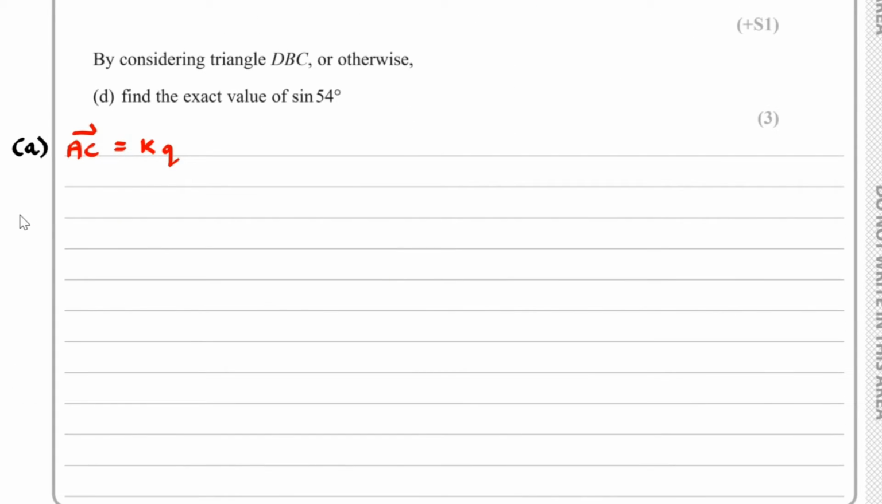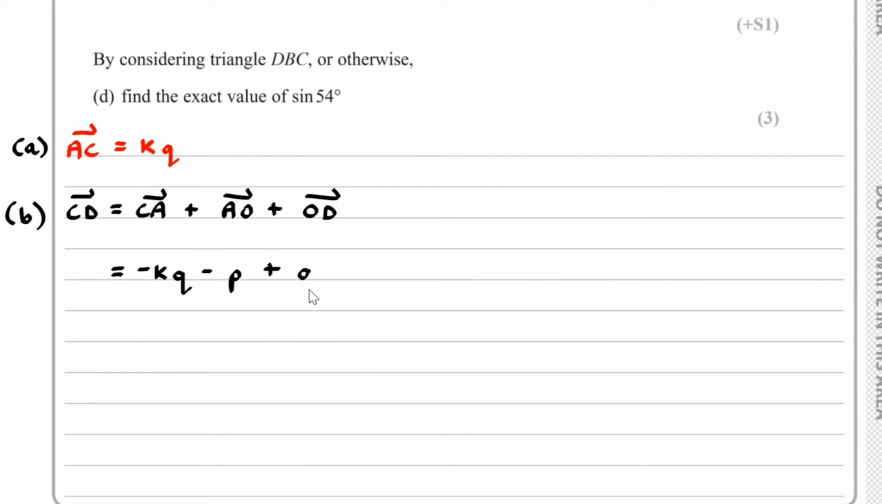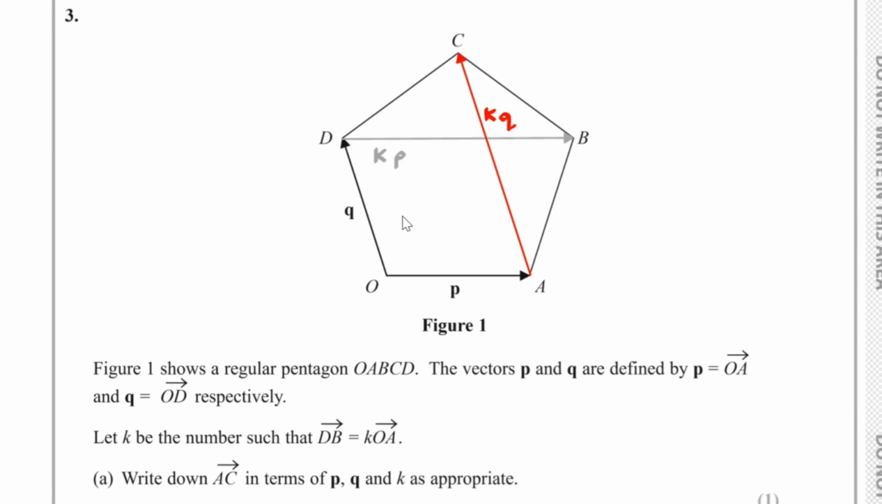So, for part B of the question, we've got CD equaling CA plus AO plus OD. Now we know each of these vectors. We've got CA, the negative of this, which is negative KQ. We've got AO, which is negative P, and OD, which is Q. And that's shown in this diagram.